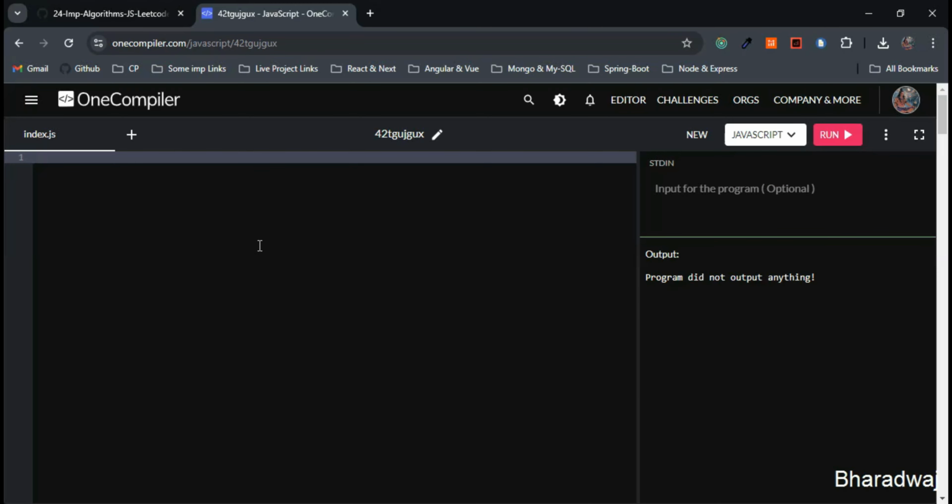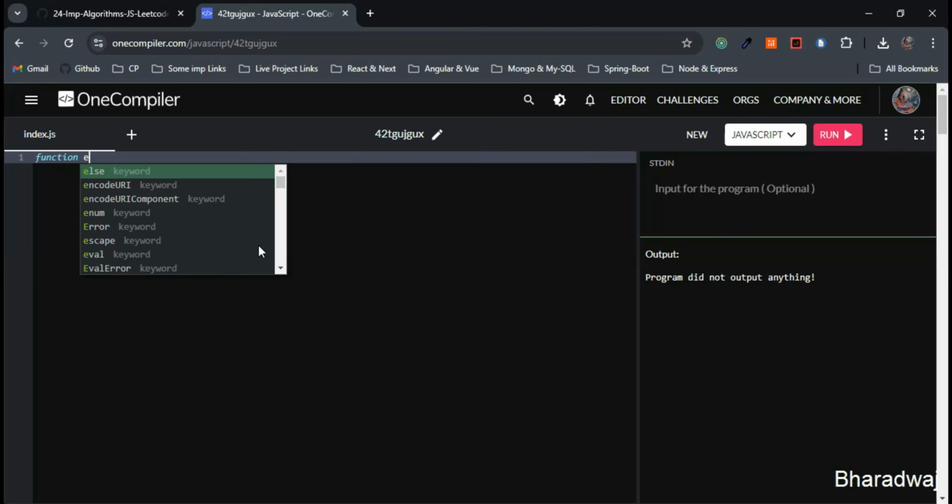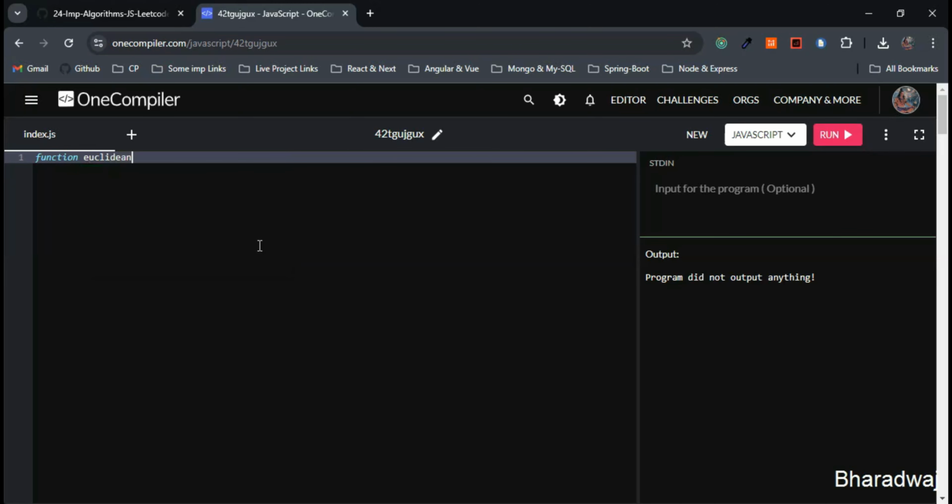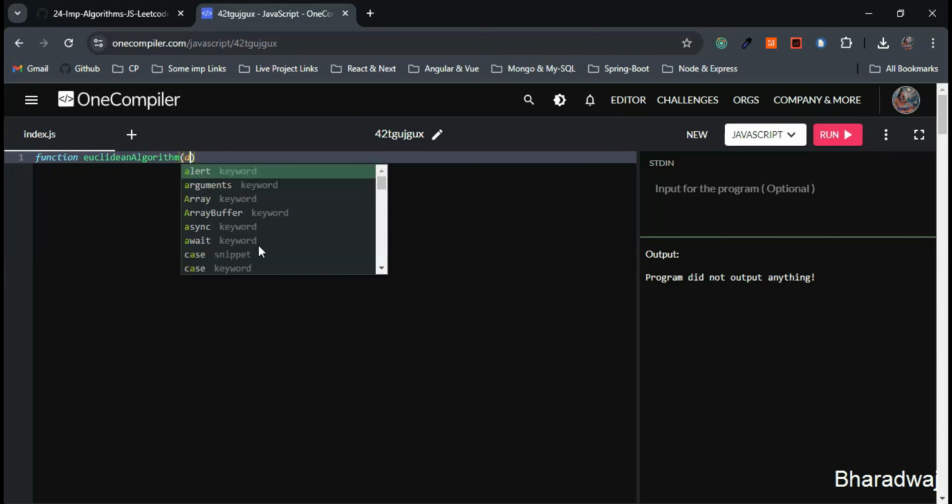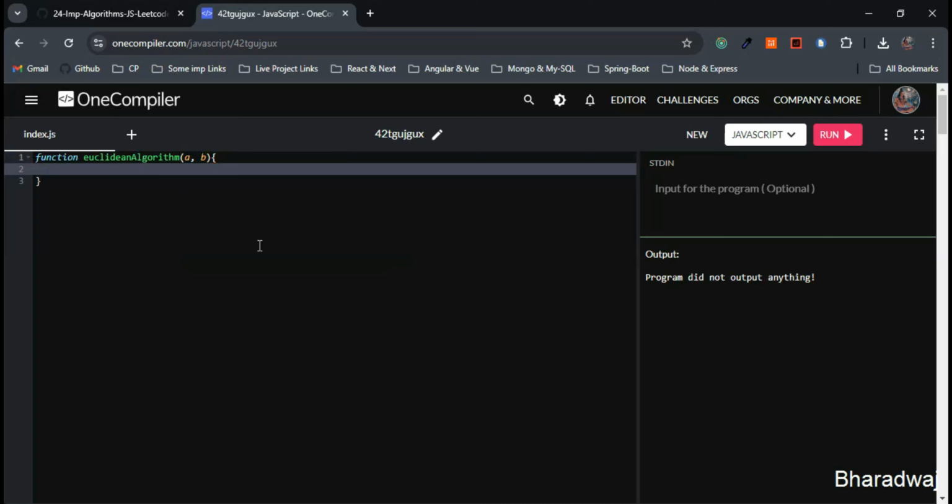Let's understand this with an example, and finally we will discuss the time complexity and the space complexity. First, let me write the function for the Euclidean algorithm. Let me consider the parameters A and B for the two numbers. First, we will continue the loop until the second number becomes 0, as we discussed while discussing the approach.